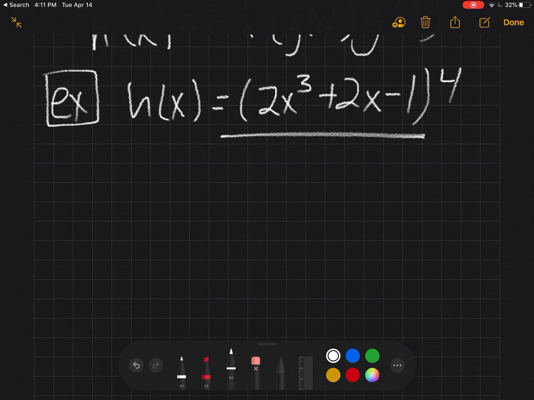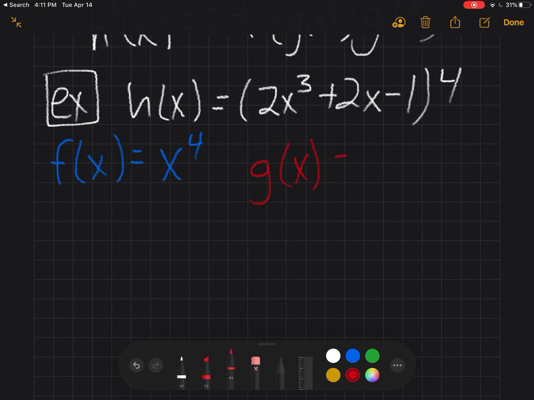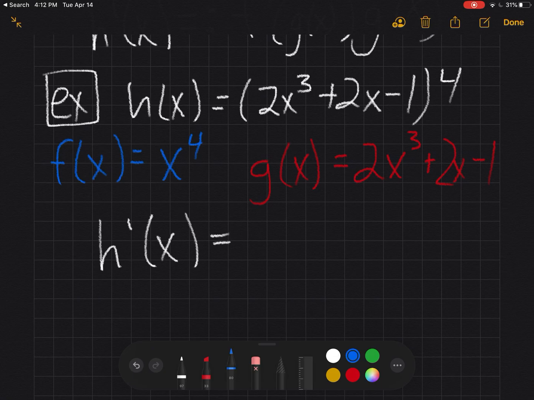So here's our first example. This is checkpoint 3.34 in your textbook. So let's suppose we have h of x equal to (2x cubed plus 2x minus 1) to the 4th power. Now, theoretically, I could just expand this polynomial, but that would be huge and a big pain. So what I'm going to do instead is try to find an f of x and a g of x that make this into a function composition and apply the chain rule. So f of x is my outside function, and I think that's going to be x to the 4th. And g of x is my inside function. It's going to be this good old polynomial here.